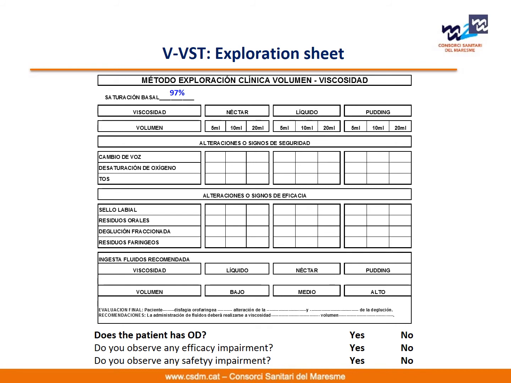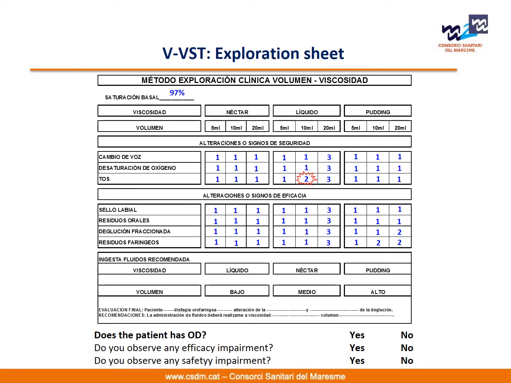So let's see an example. Our patient has a basal saturation of 97%. We start giving him 5 ml of a medium viscosity, nectar. Everything goes well. We pass to 10 ml. Everything fine, 20 ml, and we jump to liquid. All good, but careful, because with 10 ml of liquid, our patient coughs. So we won't perform 20 ml and we will jump directly to a pudding, a higher viscosity, 5 ml. All good, 10 ml, and finish it with 20 ml.